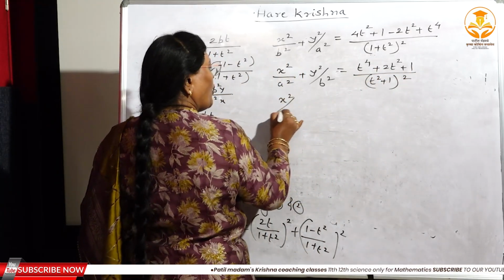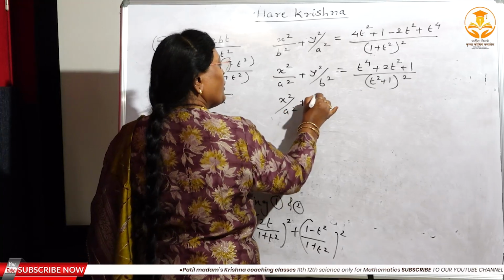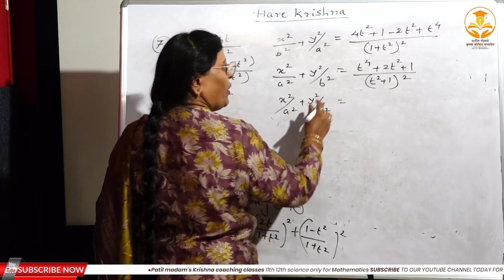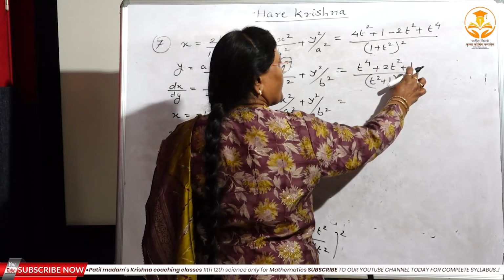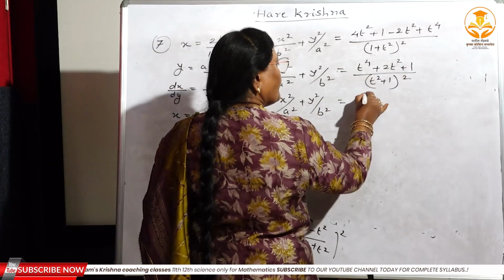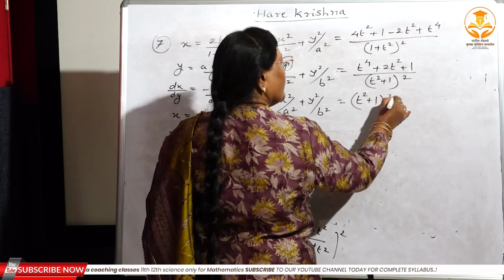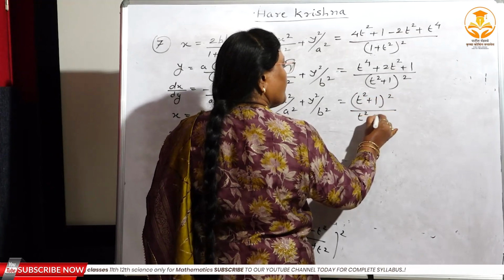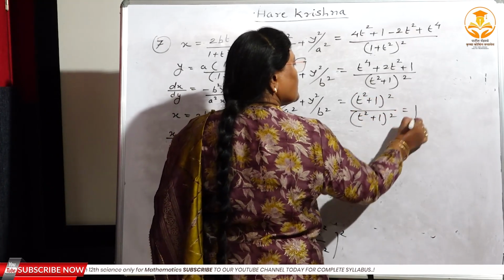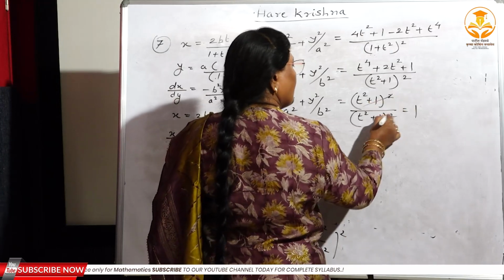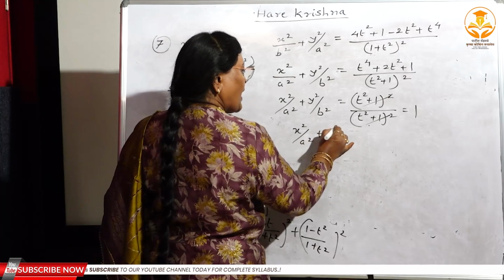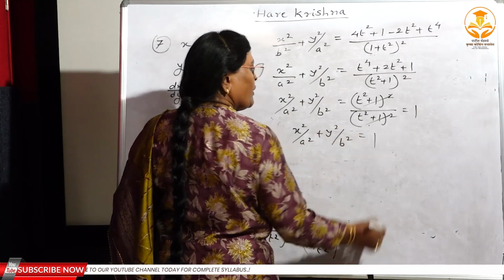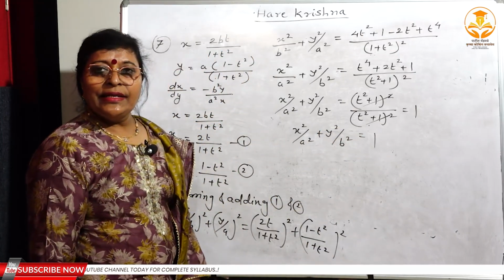Again, if you observe the numerator, t to the power 4 plus 2t² plus 1, it is the perfect square of (t²+1). Here also (t²+1)², and this is nothing but 1. This gets cancelled. My x²/a² + y²/b² here equals 1. Now you can easily differentiate.